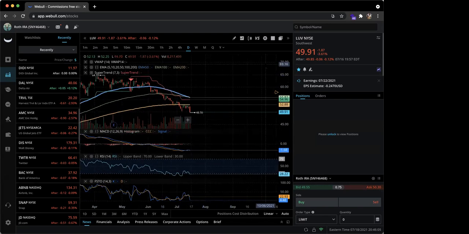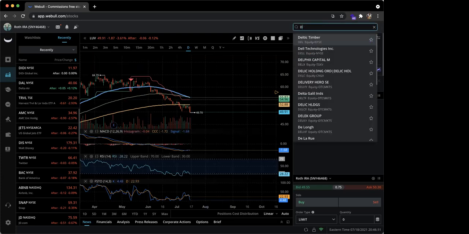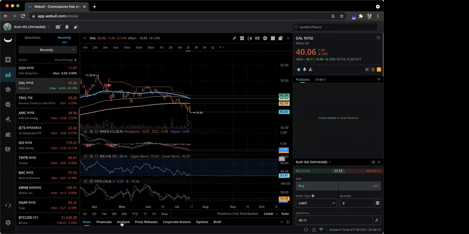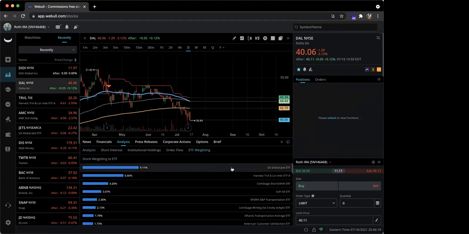So good look on the Delta, but you can look at travel stocks as a whole. So if you go back to Delta and you want to look at what ETFs Delta's in, and check out what else is available, it's in Jets, it's in Harvest, it's in the ETFs that I just showed you all, right?